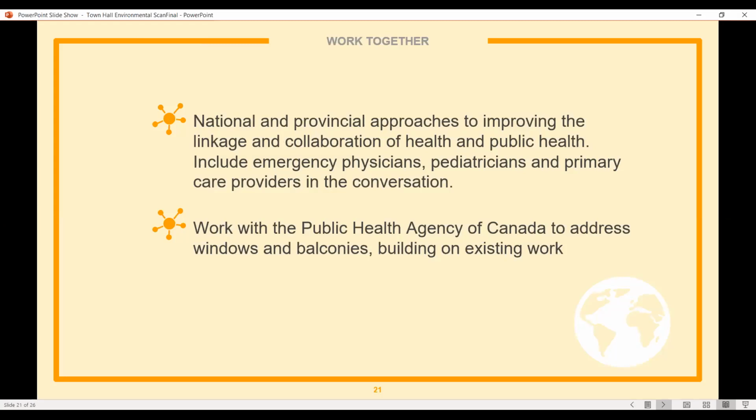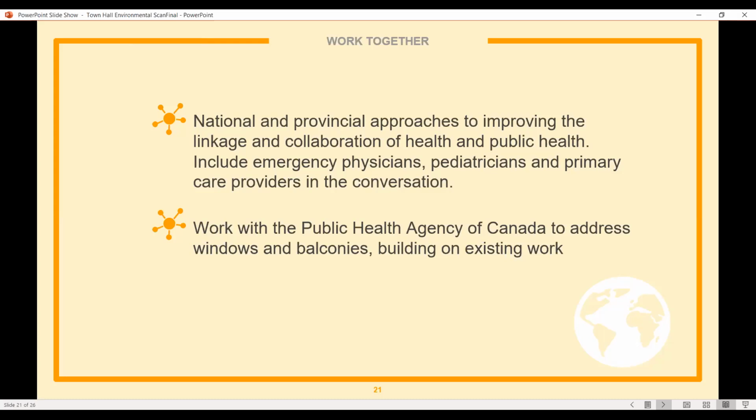I know it's not listed there, but it was mentioned that it's not only disciplines, but sectors, and maybe that's a time to have a broader conversation across Canada. And there was also the comment that there's some work currently happening, and we know that the Public Health Agency of Canada is addressing the issues of windows and balconies, in partnership with researchers, I don't remember from where, but that we should be building on that work, particularly when there is work occurring in specific areas of childhood fall prevention.